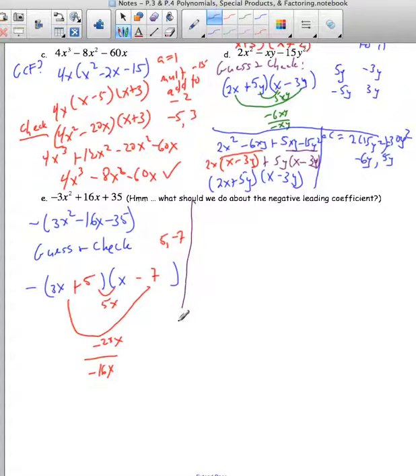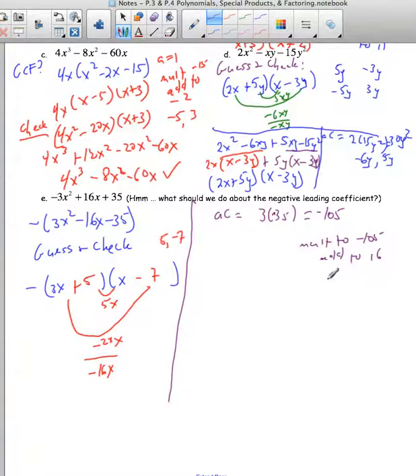Let's solve this by the AC method. So here, AC is equal to, we're going to do positive 3 because we already factored out that negative sign. So 3 times 35, which is 105. I'm sorry, this is times negative 35. So it's negative 105. So I want numbers that multiply to negative 105 but add to 16.